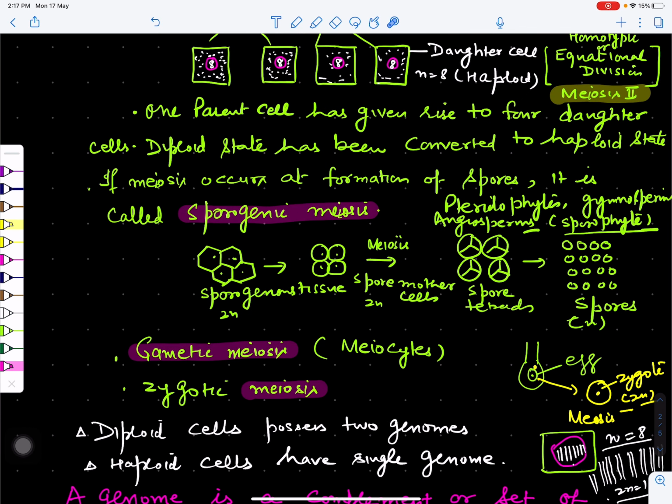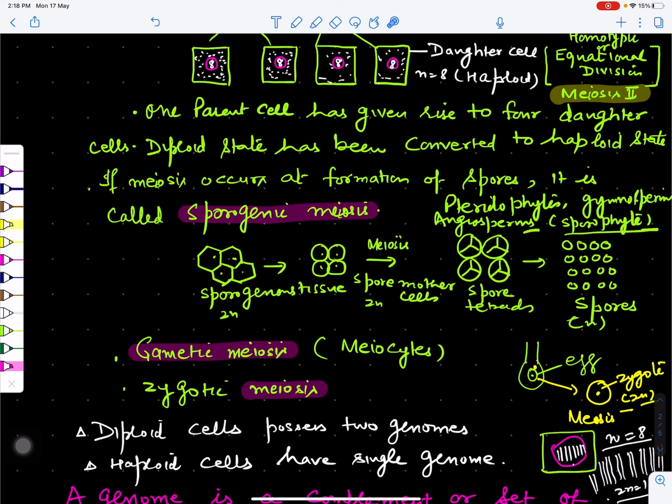So if meiosis is occurring for the formation of spores, this is called sporogenic meiosis. If it occurs during formation of gametes, this is called gametic meiosis. And the cells which undergo meiosis are called meiocytes. If meiosis occurs in the zygote, this is called zygotic meiosis.